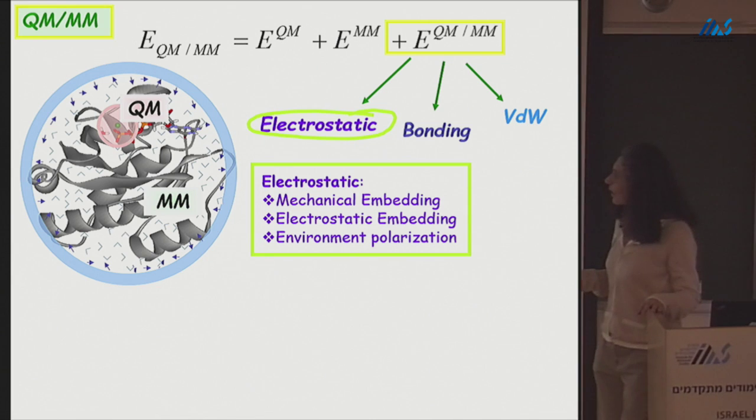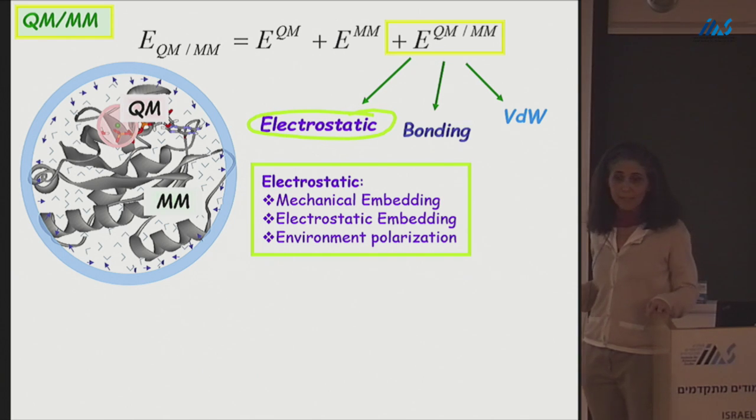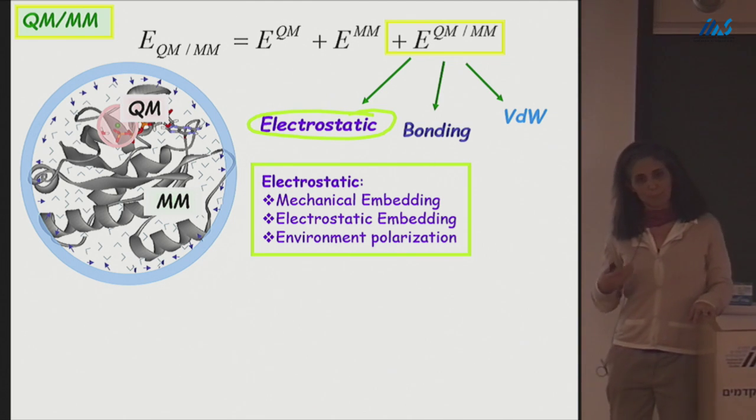So let's start with the electrostatic interactions. There are various levels of calculations to account for the electrostatic interactions. The lowest level is the mechanical embedding. In this level, we actually translate the quantum wave function into point charges, and then we calculate the electrostatic interaction between the point charges of the QM part, or the reactive part, and the point charges of the environment classically. So this is very easy to calculate. On the other hand, we don't get polarization of the wave function due to the environment.